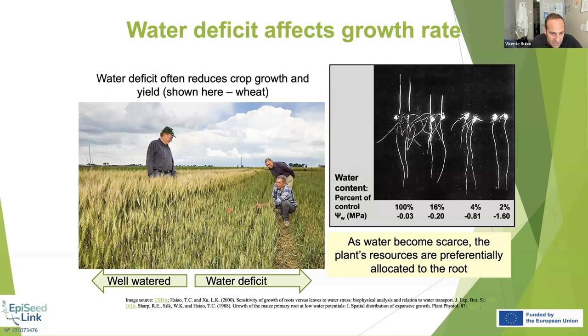And this can be seen here in this wheat field, in which the right side of the field has 40% of water compared to the one on the left. And you can see the very significant reduction in growth just by reducing water by 40%. These plants have been watered, but you can see how the growth is reduced, and particularly the yield.